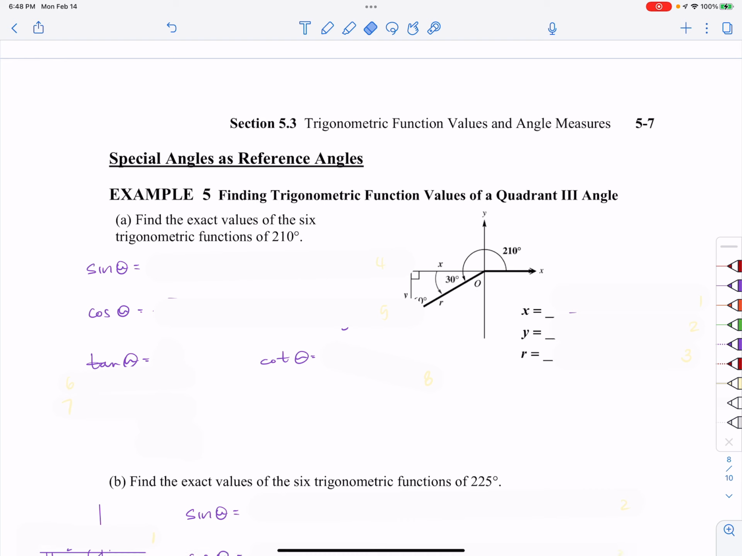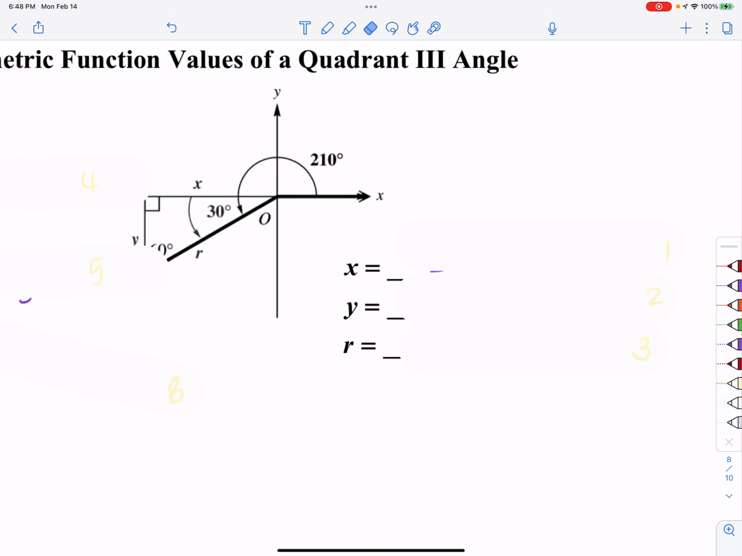All right, so using these reference triangles, we can do that with a 30, 60, 90 triangle that happens to be on our unit circle. So you'll notice we're looking at the angle of 210 degrees. We're being asked to find the exact values. Remember, this means we're not using calculators. There's no decimals in our answer. Find the exact values of the 6 trig functions of 210. The first thing that you'll want to do is decide what your x value, your y value, and your r value is.